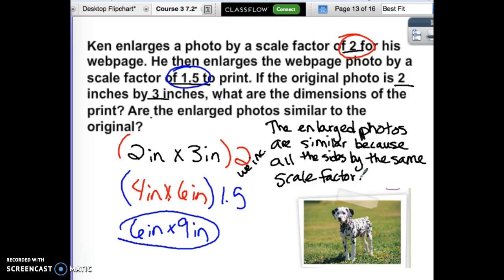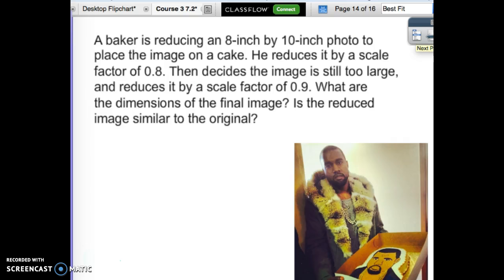Okay, so we would write a complete sentence. On the back of your worksheet that we're going to do in a minute, there are 2 word problems just like this. I expect to see 2 complete sentences. One more example like this.